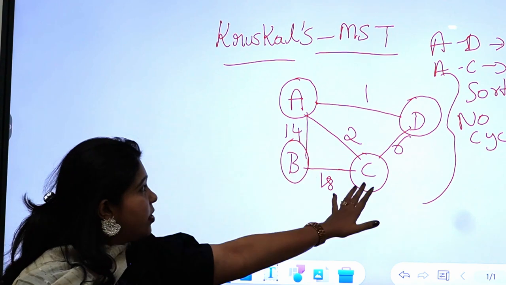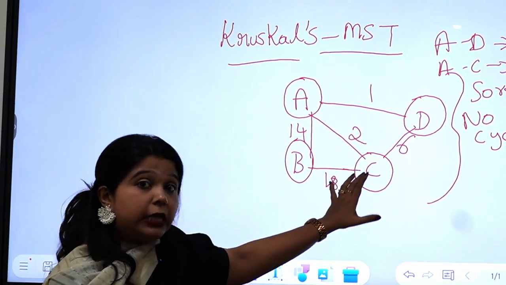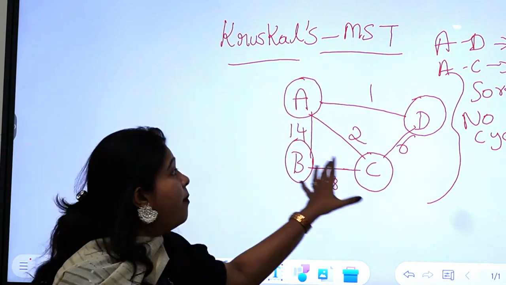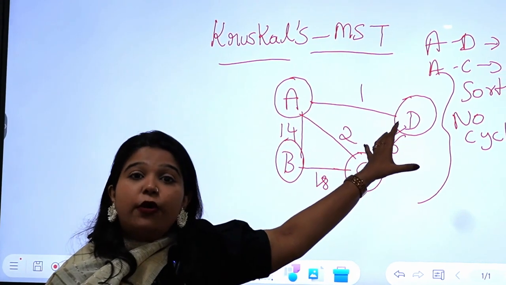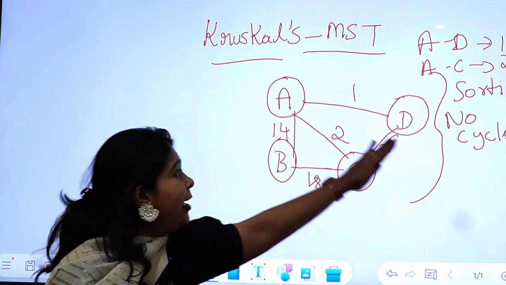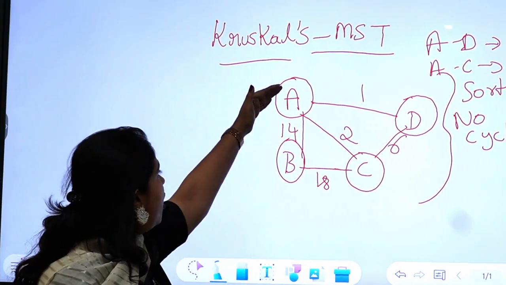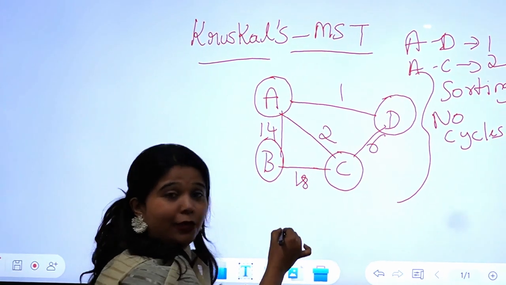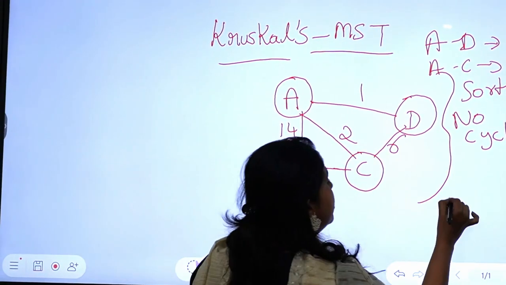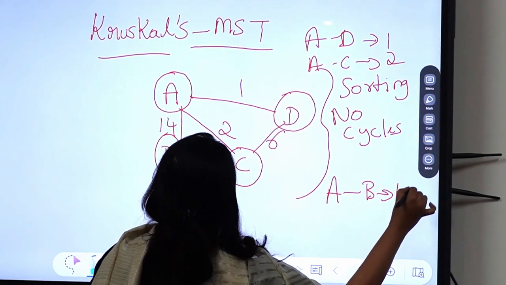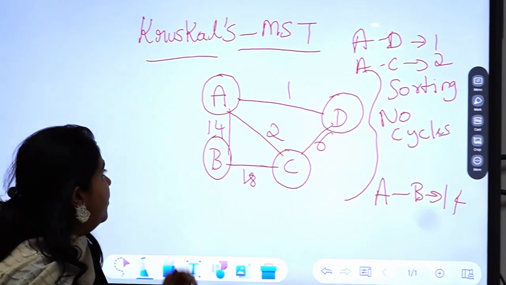We have already considered A to D and A to C, but if we consider C to D, which has the weight 6, it would form a cycle. So we do not consider this particular edge. Moving on to the next one, which is from A to B. Again, we'll check if it forms a cycle. No, it doesn't. So we can consider A to B, which is 14 in this example.